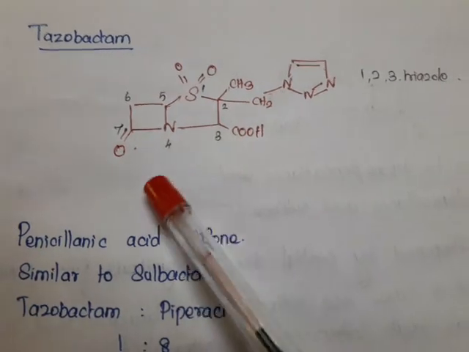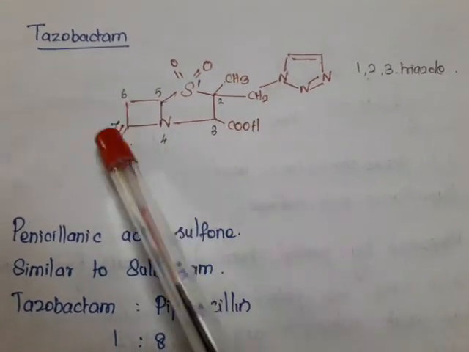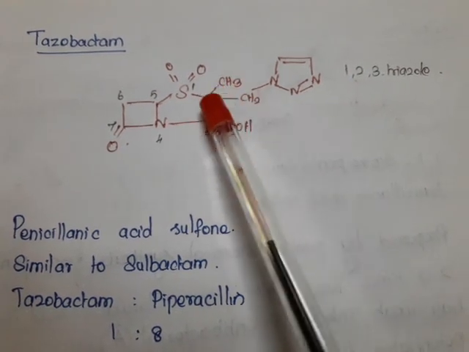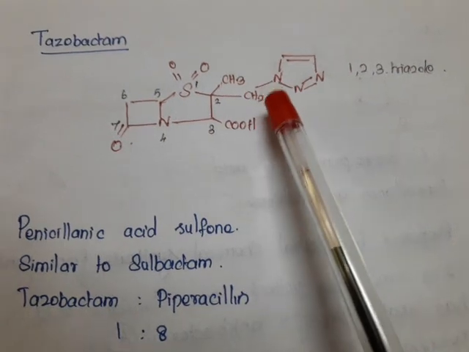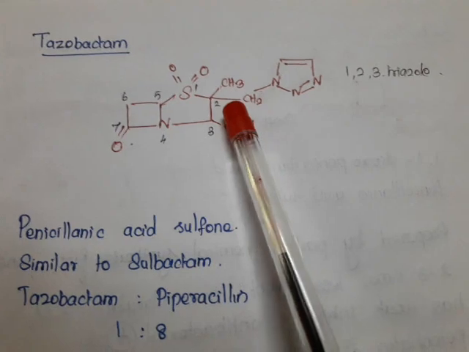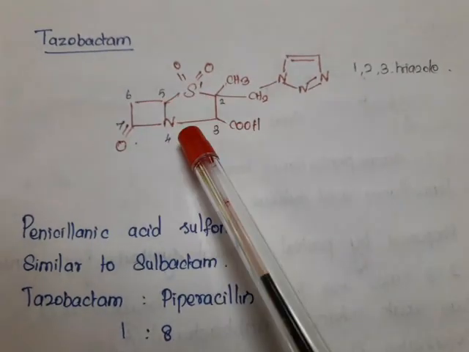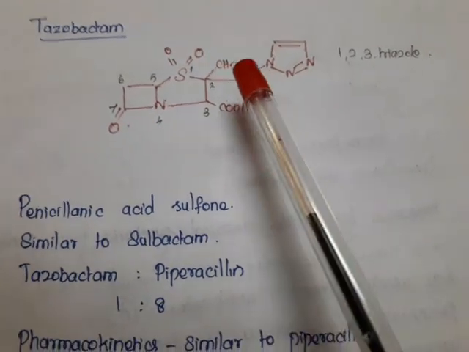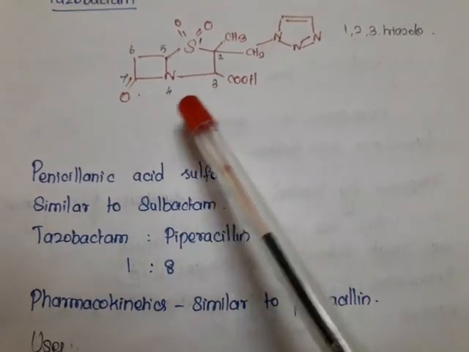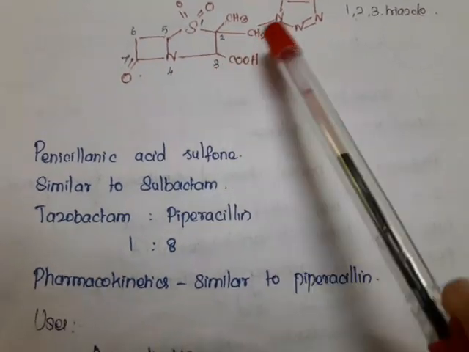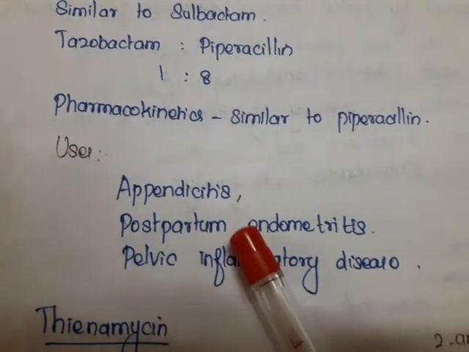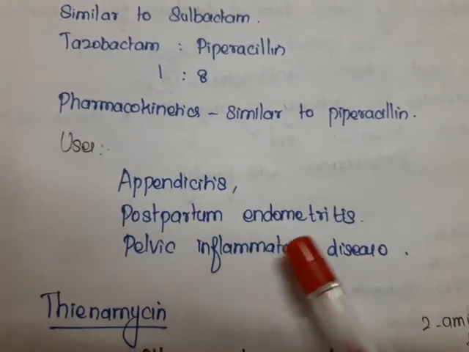Next one is Tazobactam. So look at the structure of Tazobactam, same as that of Sulbactam. In the structure of Sulbactam, it has 2 methyl groups. Here in one methyl, one hydrogen is replaced by 1,2,3-triazole, that is called Tazobactam. So it is also a penicillanic acid sulfone, and usually it is given in combination with piperacillin in the ratio 1:8, and its pharmacokinetic properties are similar to piperacillin. And we'll see the uses in the treatment of appendicitis, postpartum endometritis, pelvic inflammatory diseases.